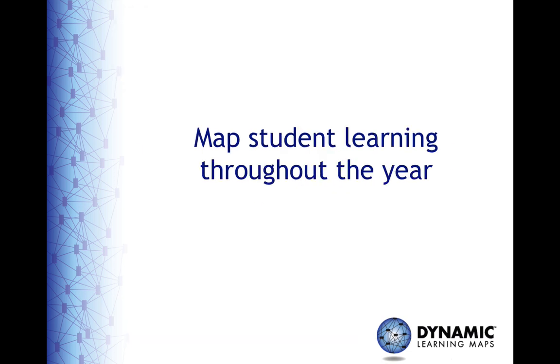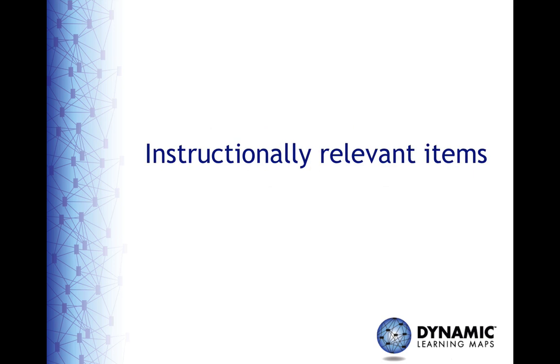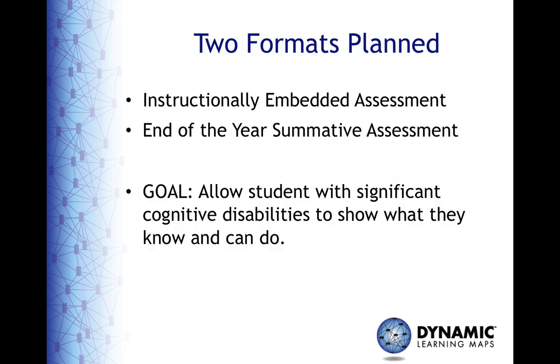The Dynamic Learning Maps Alternate Assessment System is designed to map a student's learning throughout the year. The items in the DLM assessment are designed to be instructionally relevant, and when the system is fully operational, the DLM assessment system will support teachers in embedding these instructionally relevant items and tasks in day-to-day instruction. In this way, testing will happen as part of instruction.